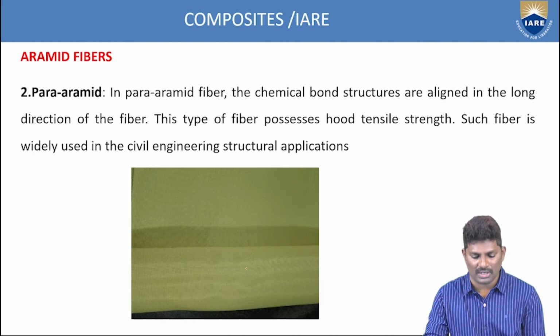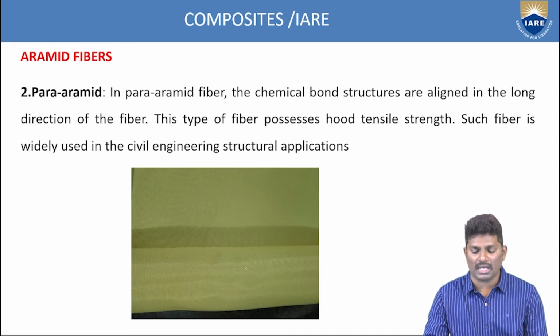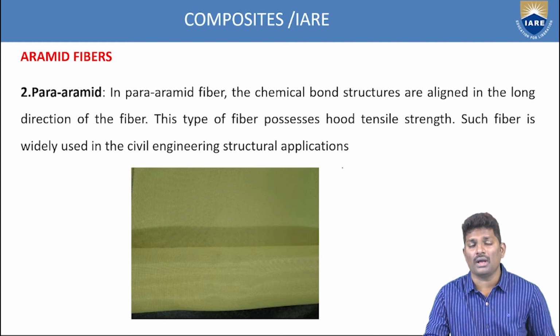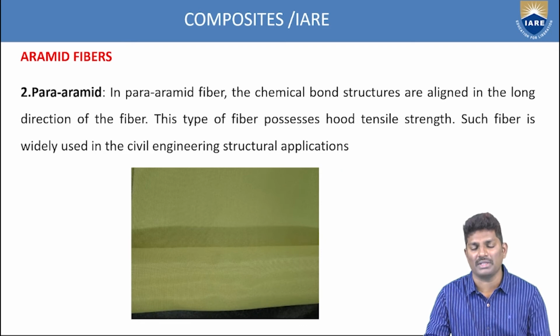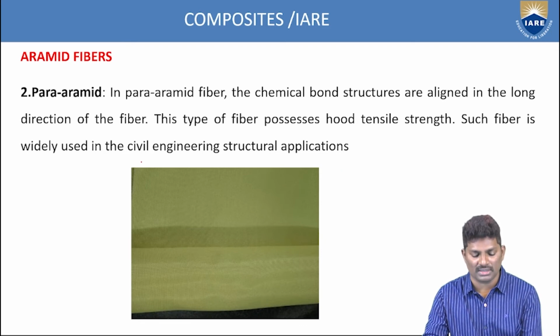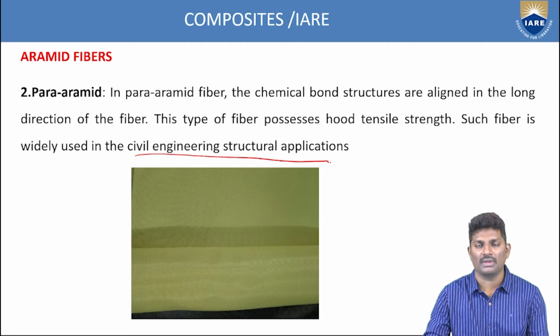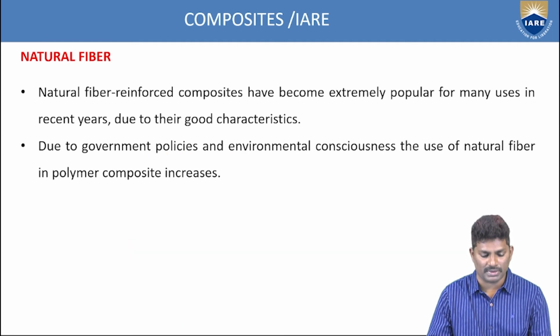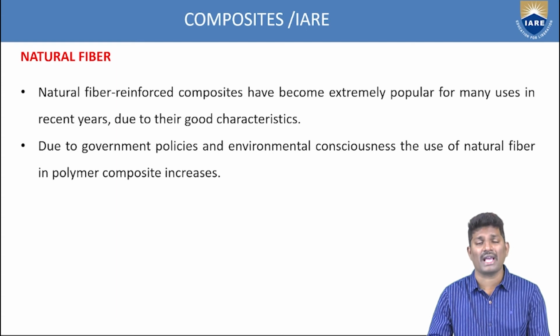And this is the para Aramid type of material that you can see. It looks like some yellow type of thing. Mainly these types of fibers are widely used in civil engineering structural applications, in order to prevent crack formation.